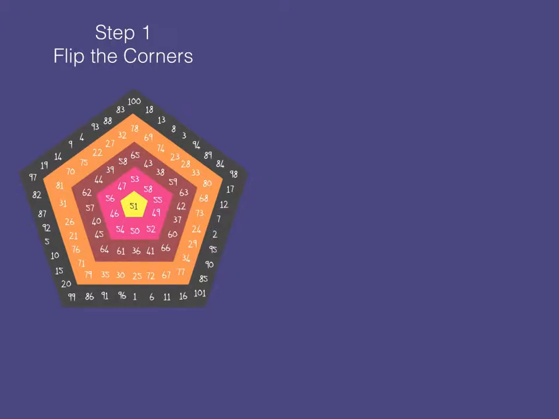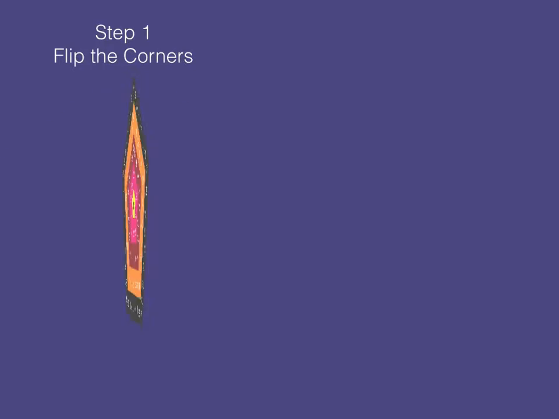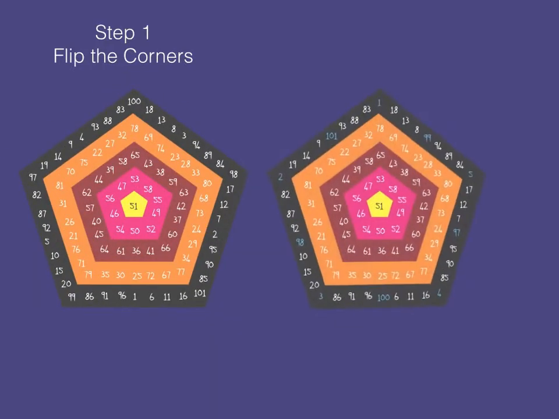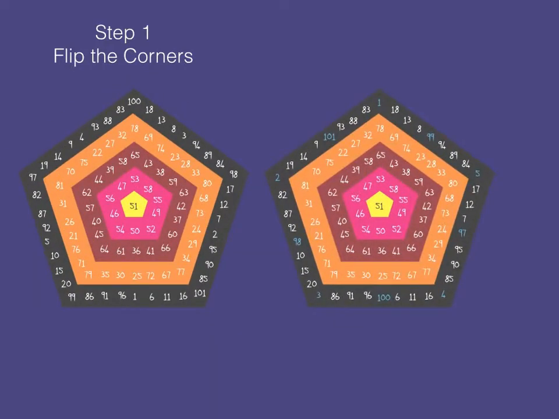But the first thing I wanted to do was flip the corners. Okay, so as you can see, the blue numbers, and what I mean by that is, you'll see there's 100 and that links to 1, or 101 and that links to 4. You know, you've got those numbers there. What I wanted to do was switch those around so that your small numbers are at the corners.